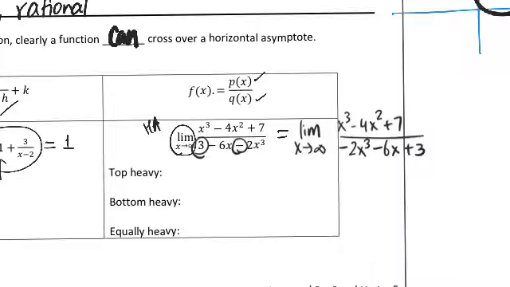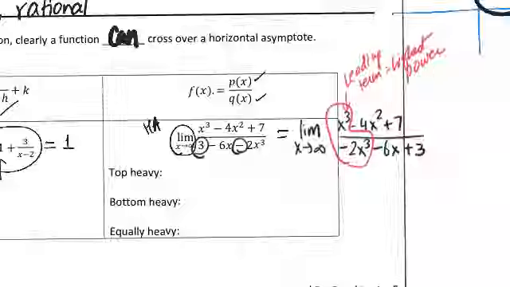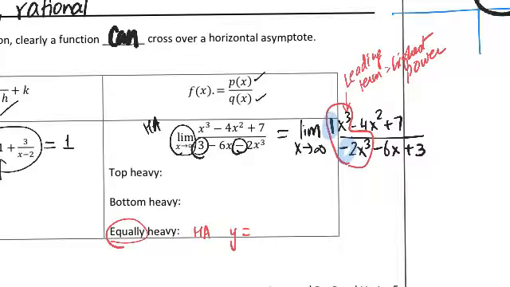In this particular case, in all cases, we're going to look at the leading term, right? Leading term means the one with the highest power. And then we're going to compare the leading term on the top and the bottom. And when I do that, I'm comparing these two terms, and both of them have a power of 3. That is what I call equally heavy, because the two powers are equal. And the asymptote is going to be at y is equal to the coefficient on top, which is this guy of the leading term, divided by the coefficient on the bottom. So this asymptote is going to be at y is equal to negative a half.